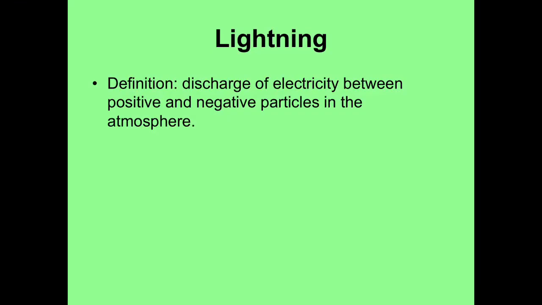The definition is the discharge of electricity between the positive and negative particles in the atmosphere. The electricity is not so much the kind that you can harness to light up a light bulb or charge your phone, but it's static electricity. It's positive charges, negative charges, and when a large enough amount of them accumulate, they discharge from one direction to the other and create the lightning.